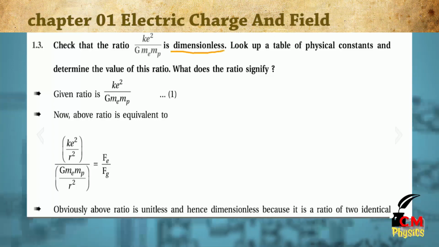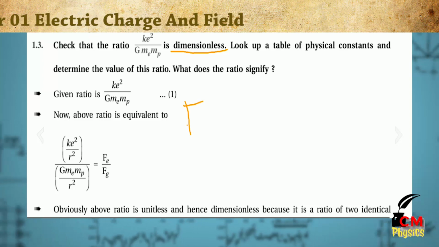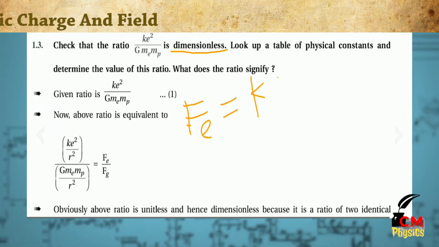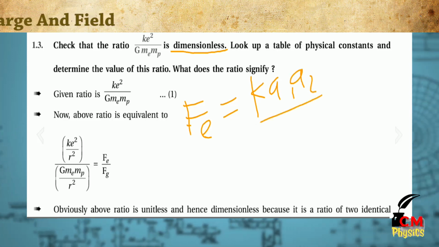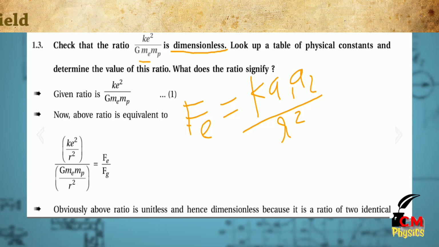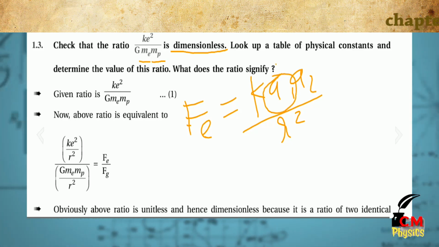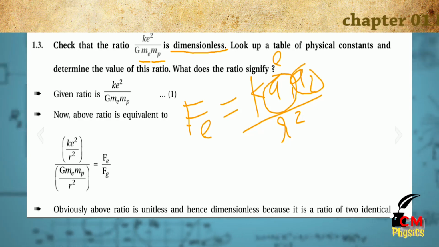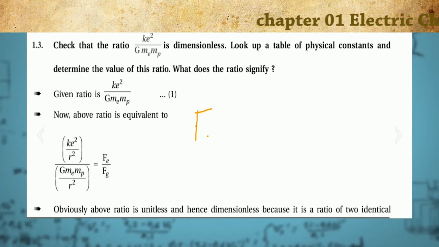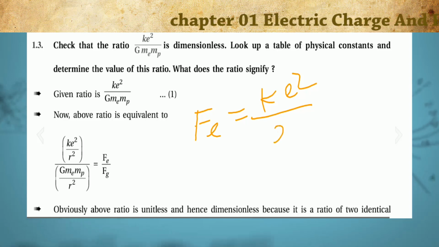It is dimensionless. Okay, that is the K E square when F E, the electrostatic force, is equal to K Q1 Q2 by R square. Here the mass of proton and mass of electron are given. So obviously one charge is the charge of the electron and the other charge is the charge of the proton. Then the answer: F E is equal to K E square by R square.